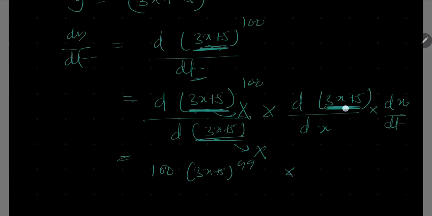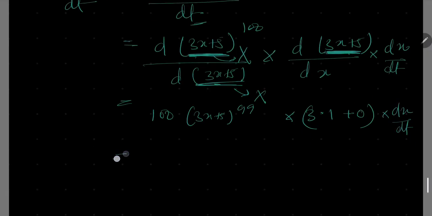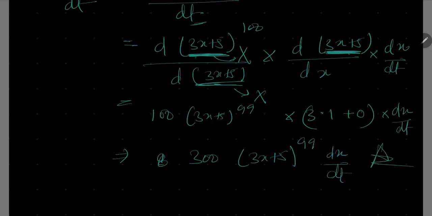here we can use the addition rule. You can separate it, and since it's a constant, 3 will be out. Differentiation of x with respect to x is 1, and differentiation of 5 with respect to x is 0. Now moving ahead, it is dx by dt. You can't do anything with this, so put it as it is. So the answer will be 3 into 100, which is 300. So it is 300 into (3x + 5) raised to 99 into dx by dt. This is the answer. You can't find the value of this, so put it as it is.